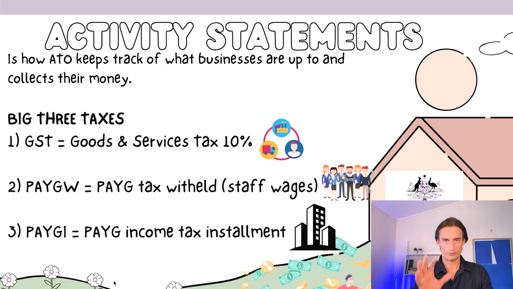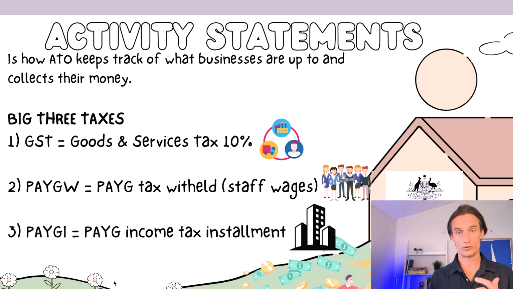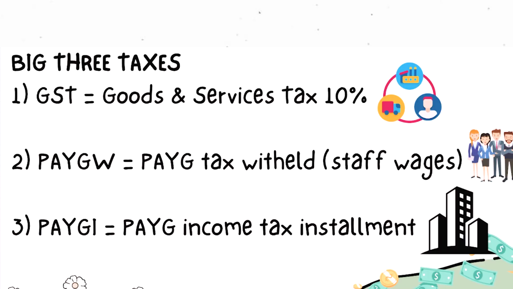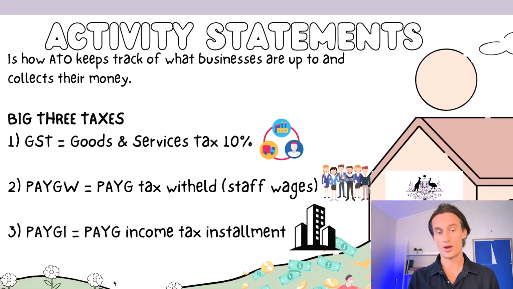You'll remember this from our previous video where we talked through the big three that are collected on the activity statements: goods and services tax, pay-as-you-go withholding on your staff's wages, so that's your staff's income tax that you have to pay to the ATO, and then the pay-as-you-go installment, which is your company income tax that the ATO would like you to pay each quarter. So you chip away at it. Those are the three key ones we're going to have a look at. Let's have a look at how they're calculated.